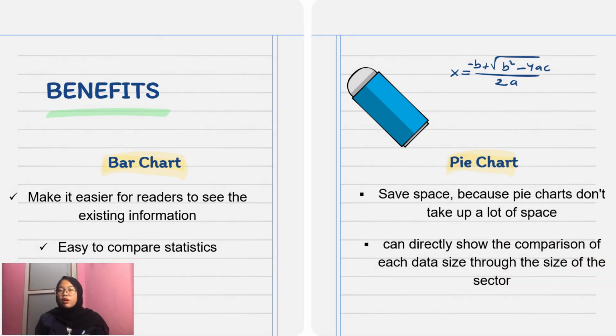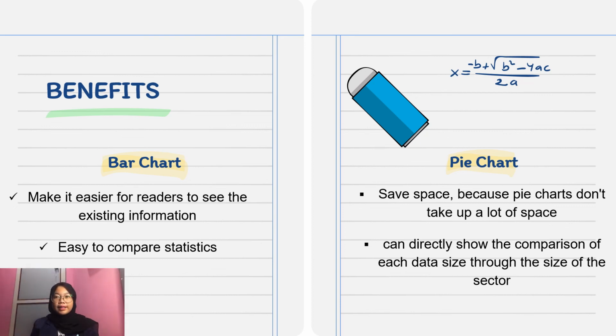Next, benefits of pie chart. First, save space, because pie chart don't take up a lot of space. And the second, can directly show the comparison of each data size through the size of the sector.